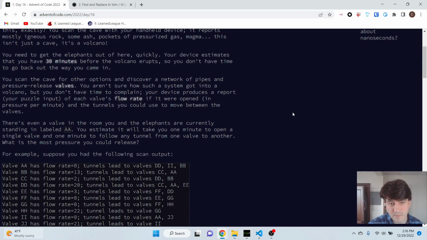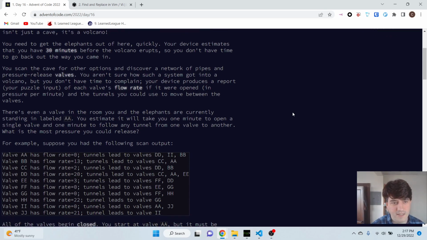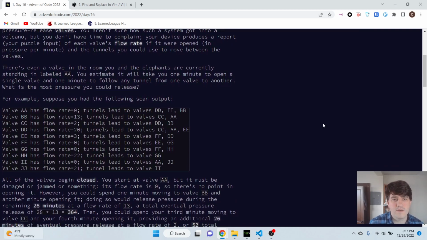Your device produces a report, your puzzle input, of each valve's flow rate if it were opened. Okay, in pressure per minute. It's pressure flow, interesting. And the tunnels you could use to move between the valves. There's even a valve in the room you and the elephants are currently standing in, labeled AA. You estimate it will take 1 minute to open a single valve and 1 minute to follow any tunnel from one valve to another. What's the most pressure you could release?